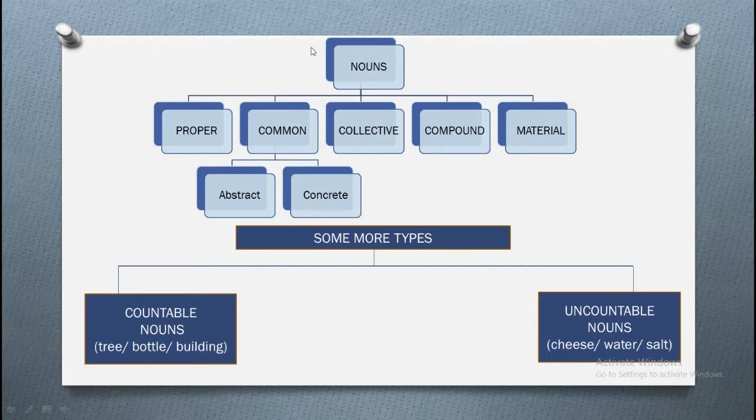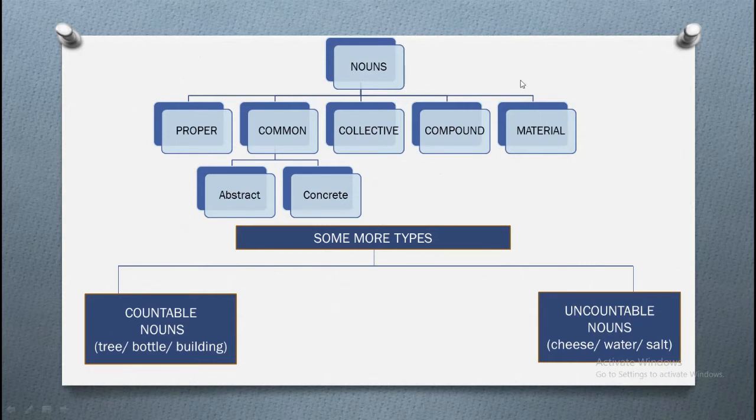So we got to know about the types of nouns. These were proper, common, collective, compound and material nouns. Apart from these, we got to know that common noun is further divided into two types, which are abstract nouns and concrete nouns. Now, I hope you must have learned about how to form abstract nouns from other words like verbs and adjectives. Apart from these major types, there were some more types which were countable and uncountable nouns.